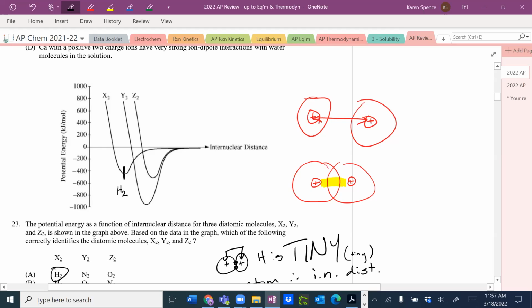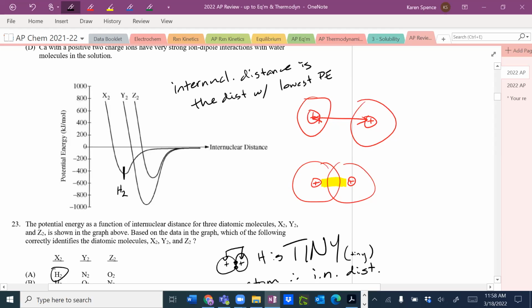Oh, and by the way, when you're reading this, the internuclear distance is the one where you have the lowest potential energy. So the internuclear distance is the distance with the lowest potential energy. That makes sense, right?